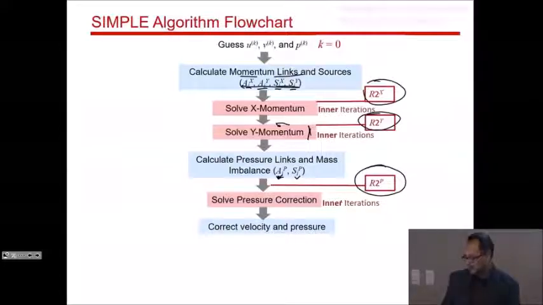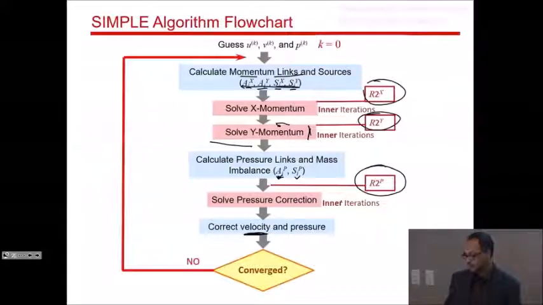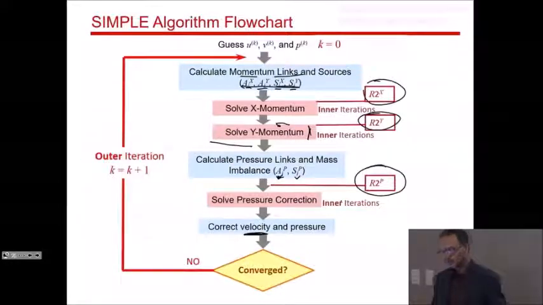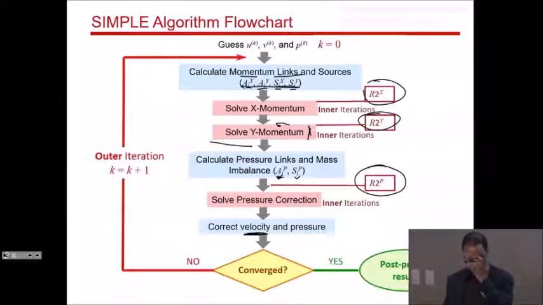Once you've solved your pressure correction equation, you correct your velocity and pressure. So now this velocity is basically a correction to the velocity that you got after solving the momentum equation, which satisfies mass conservation as well. And then you check for convergence. If the answer is no, then you move over to the next iteration. If the answer is yes, you post-process results.